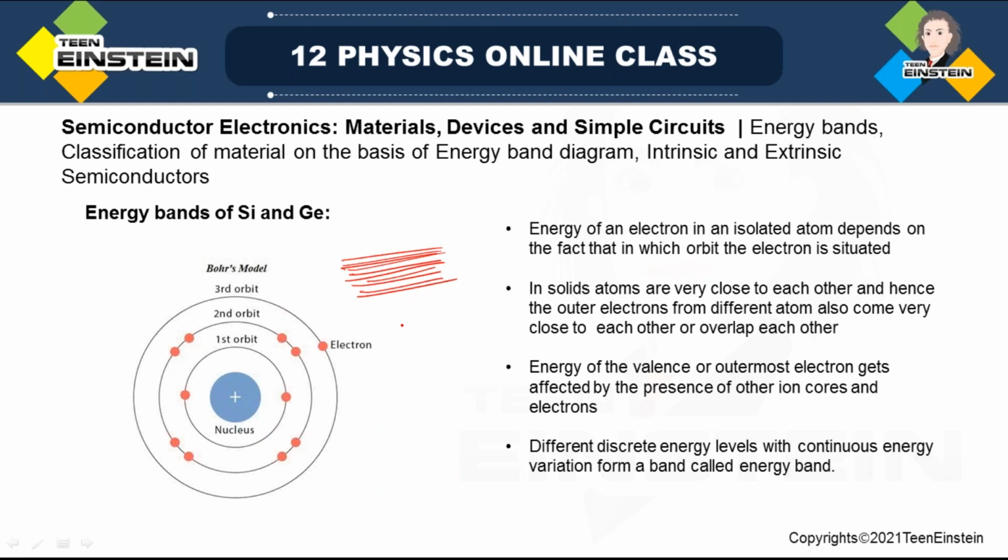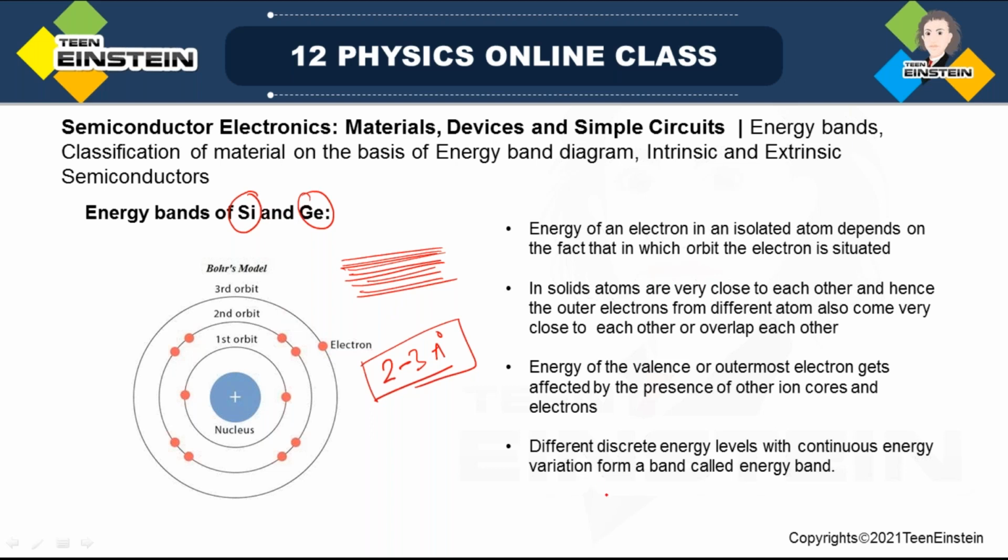Okay, but this formation of band depends on the distance of the atoms. Generally in a solid, the atoms will be hardly 2 to 3 angstrom away from each other. That means very close to each other. Now we'll take up two materials, silicon and germanium. For them, we'll specifically learn the formation of energy band.